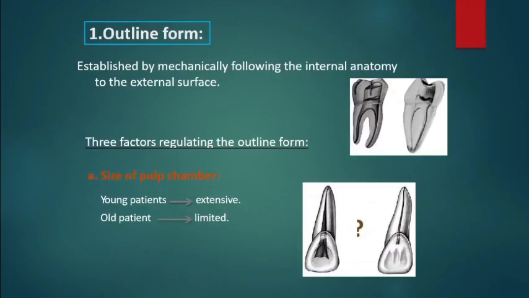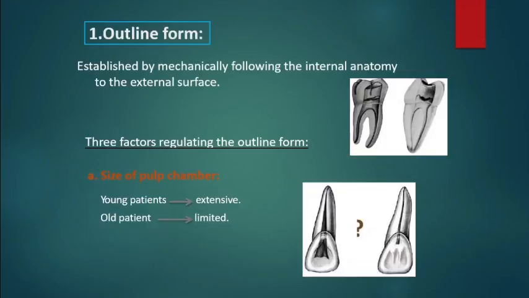All right, now let's move on to the first principle, principle number 1, which is the outline form. To achieve optimal preparation, 3 factors of internal anatomy must be considered. First of all, the size of pulp chamber. In younger patients, the size of pulp chamber will be bigger, while it will be more limited in older patients.